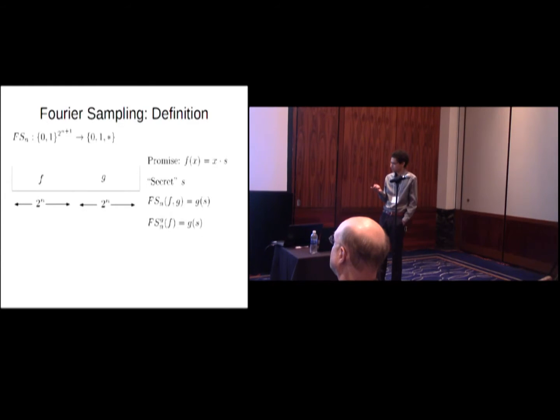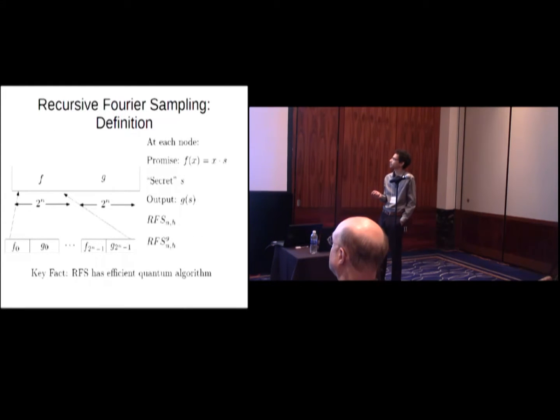Using the Fourier sampling problem, we can then define recursive Fourier sampling, as it was originally defined by Bernstein and Vazirani in their landmark 93 quantum complexity theory paper, by doing the following. Each bit of f will be given recursively by another instance of the recursive Fourier sampling problem. By that I mean the following.